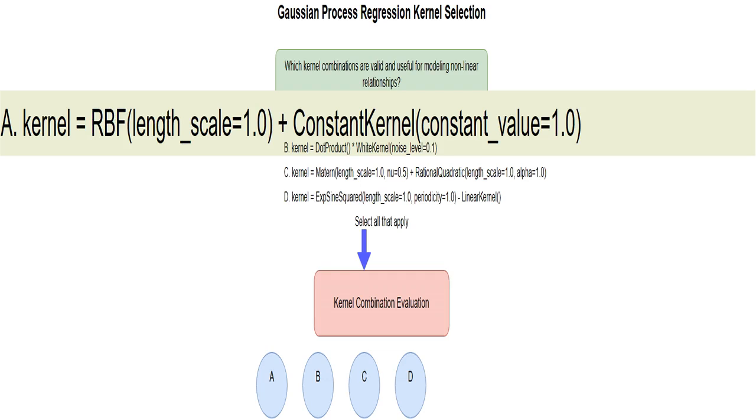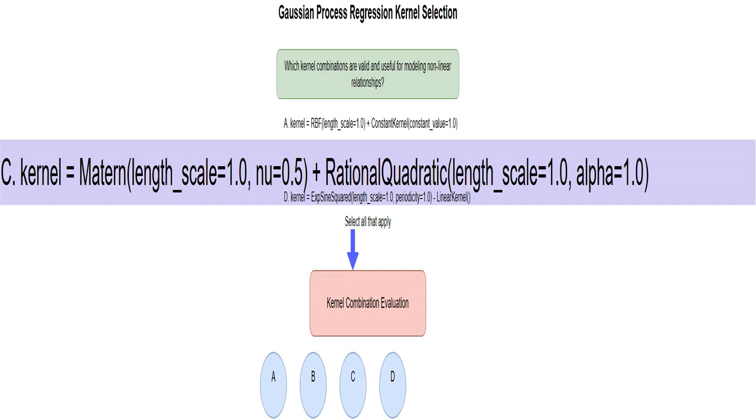This combines a radial basis function, RBF, kernel, excellent for nonlinearity, with a constant kernel, adding a constant offset. I find this combination valid and useful because it often improves model fit. Here, I see two nonlinear kernels, Matern and rational quadratic, are added together. This is a valid and flexible way to model complex nonlinear relationships. I find this combination valid and useful.